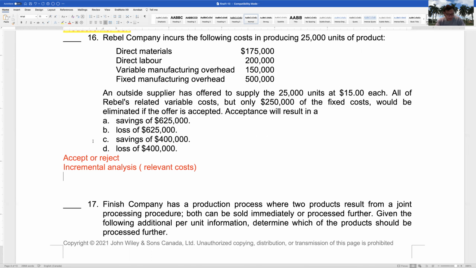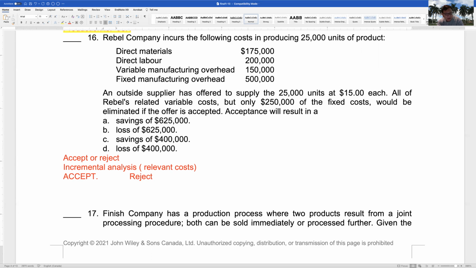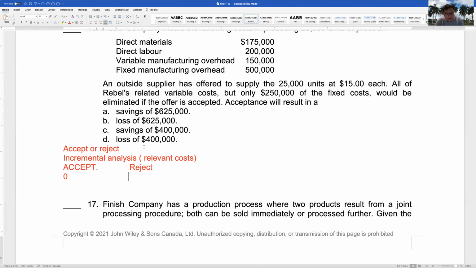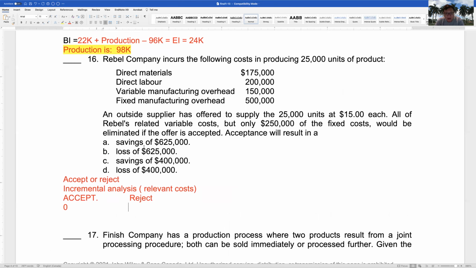Okay, so if you accept versus reject, right? If you accept, you do not have to make it by yourself, so the manufacturing cost is zero. If you reject it, you have to make it yourself. You have to make it yourself. So you make it, how much is that going to cost you? You're going to add all these numbers.